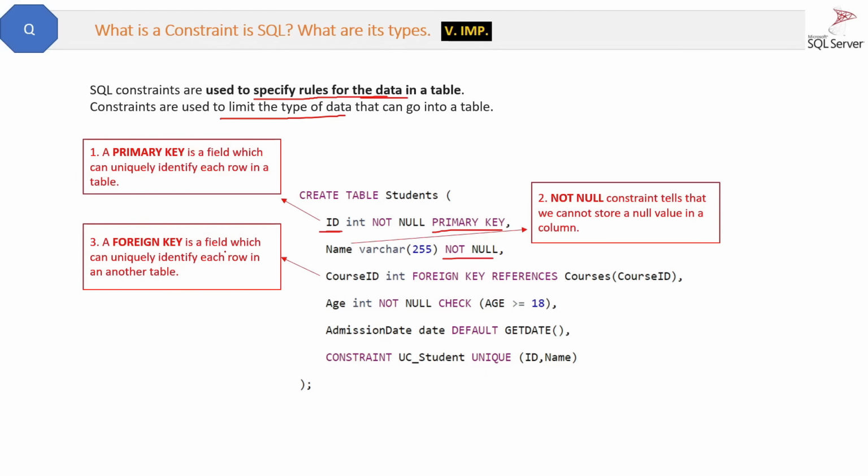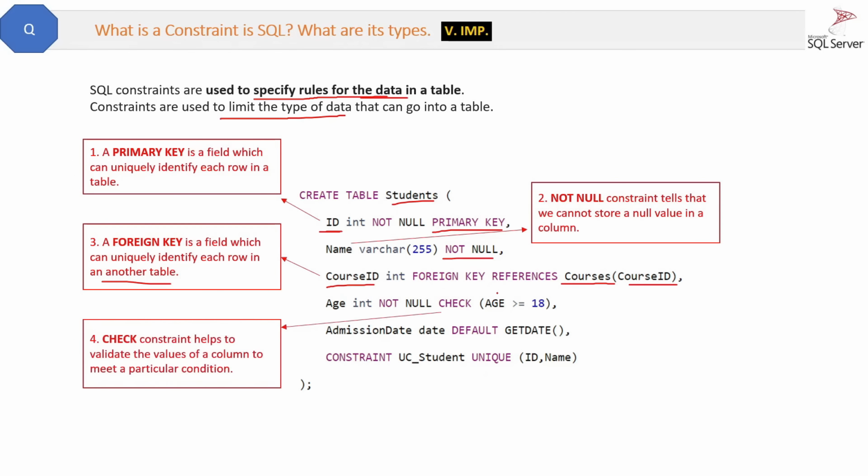The third type of constraint is the foreign key constraint. A foreign key is a field which can uniquely identify each row in another table. So a foreign key is a relationship of one table with another table. So here this student table is related to this courses table. Every student will have a course, and the course ID is present here, and the foreign key is the course ID from the courses table. So these two tables, students and courses, are interlinked through this foreign key.